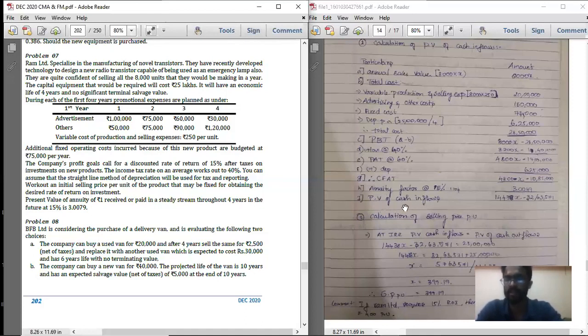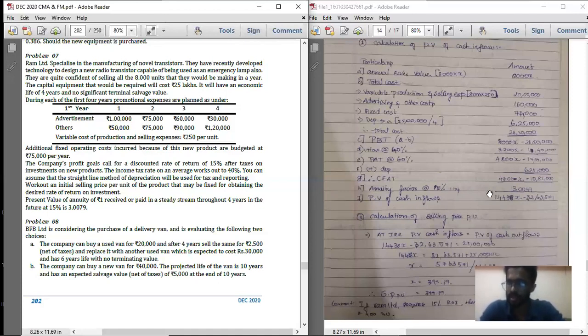Now multiply CFAT into the annuity factor, and you will get the present value of cash inflows at IRR. So below that, small j, sorry, small i: present value of cash inflows at IRR, because at the IRR percentage we are calculating. The IRR percentage given is 15%. So at IRR, what is the present value of cash inflows? Now multiply both. Below that, within bracket, record G into H. Now total the amount column.